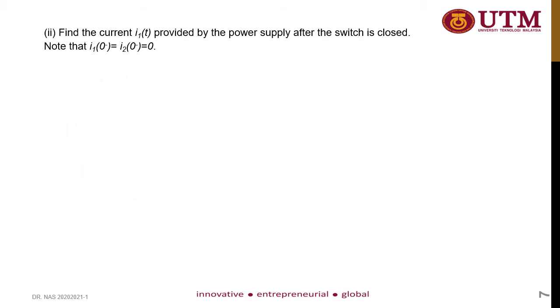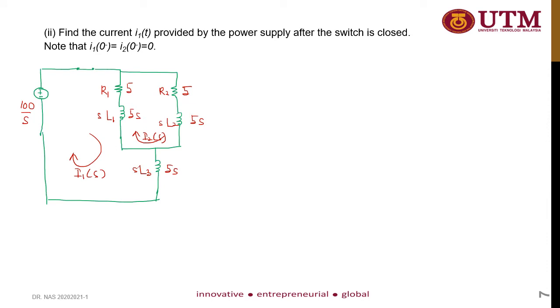So next you need to find the current i1(t), provided that i1(0) and i2(0) are equal to 0 after the switch is closed. Okay, so this is the Laplace transform equivalent circuit that we have drawn from the first question. So you can find i1(t) from I1(s). So you need to perform loop analysis to get I1(s). So from here, on the left loop, we call it loop 1.